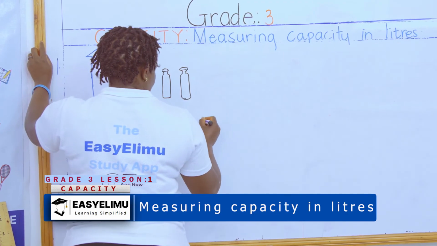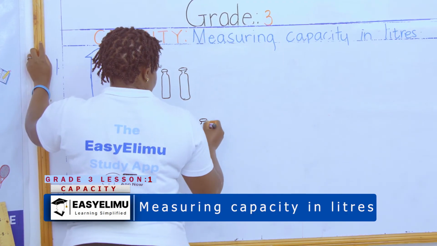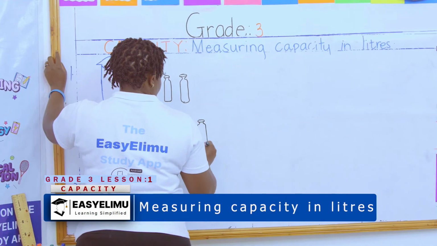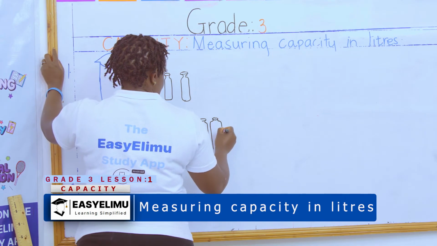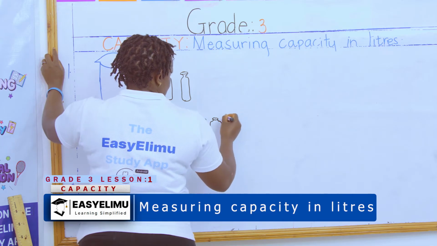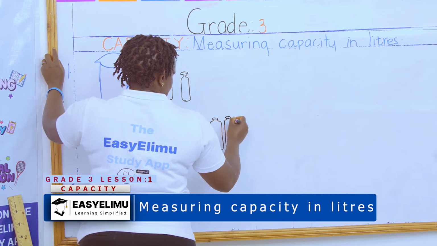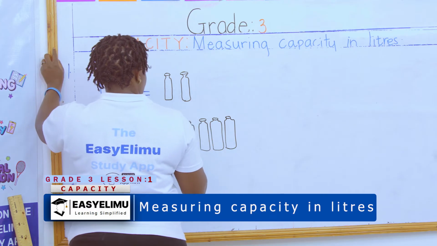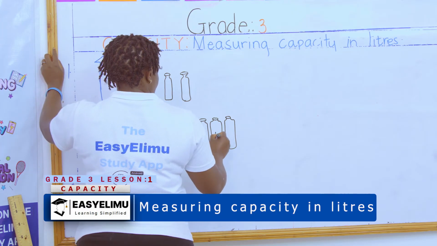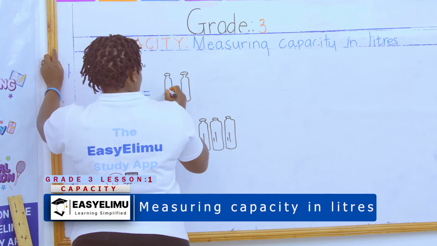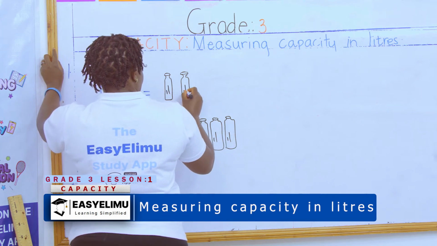Which are we drawing? Yes. If I draw, you also draw. These bottles are 1 liter bottles. So we are saying 1 liter, 1 liter, 1 liter, 1 liter, 1 liter. This is 1 liter, 1 liter.